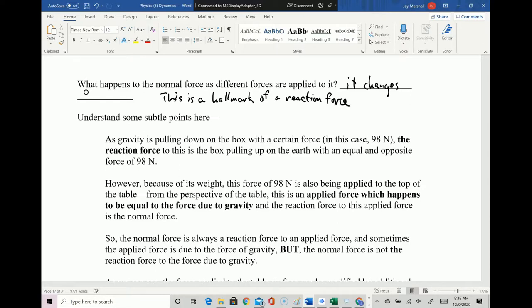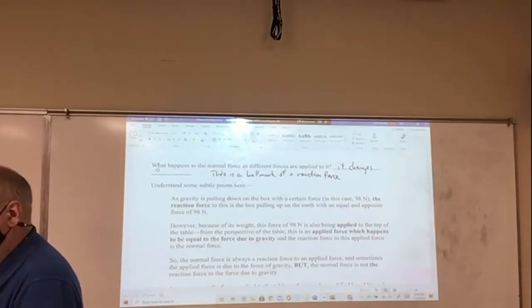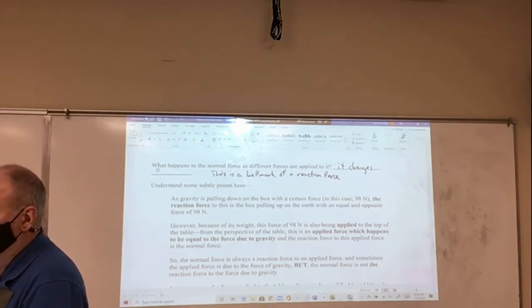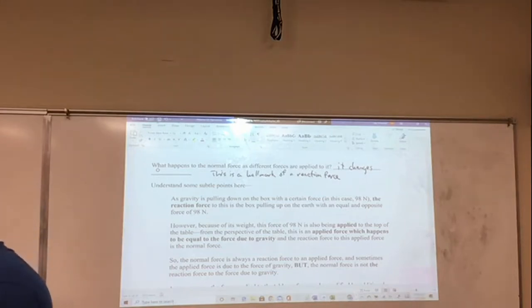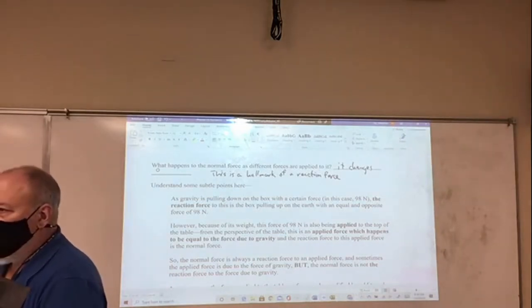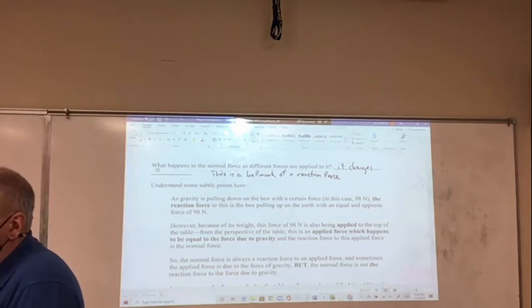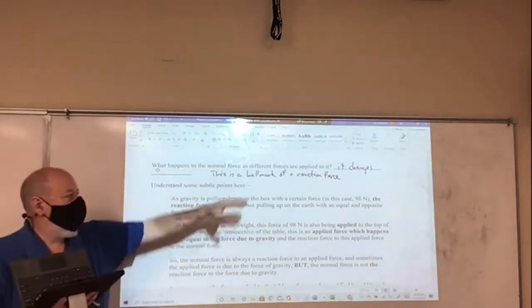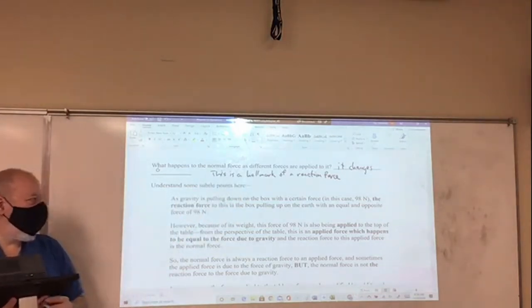Okay? You know that Newton's third law is in action here if the force that you're working with changes depending on the circumstances. If I push down on this table with a tiny force, the normal force is also a tiny force. But if I push down on the table with a large force, the normal force becomes a large force. That force is changing depending on the circumstances, and that's the hallmark of a reaction force.